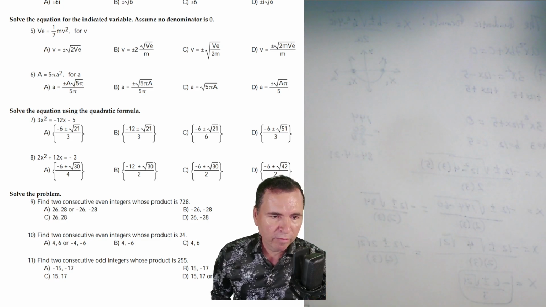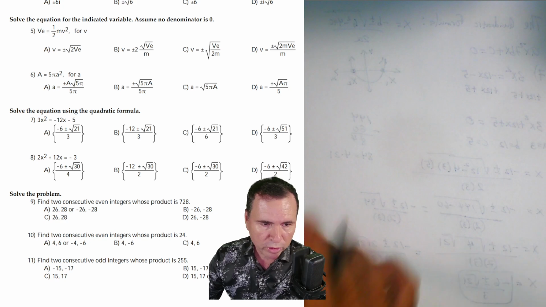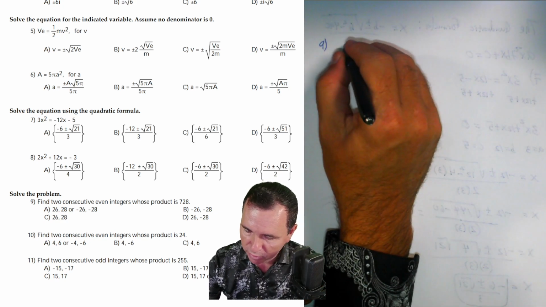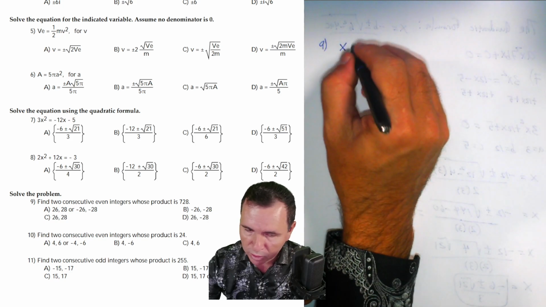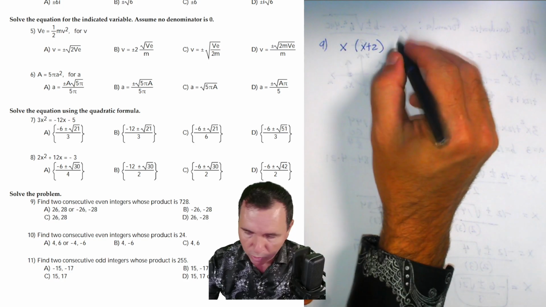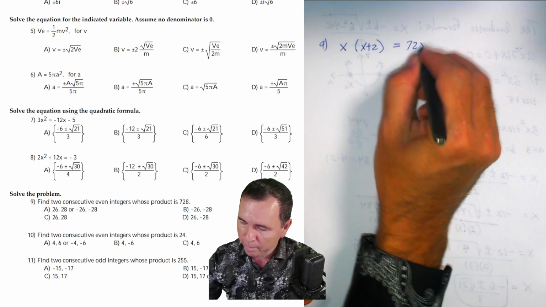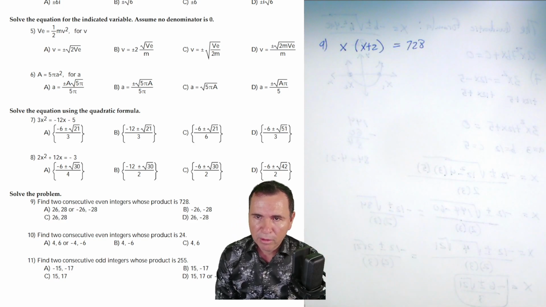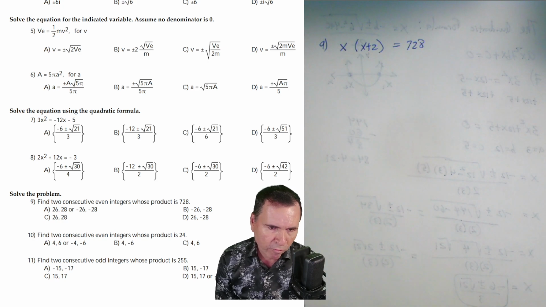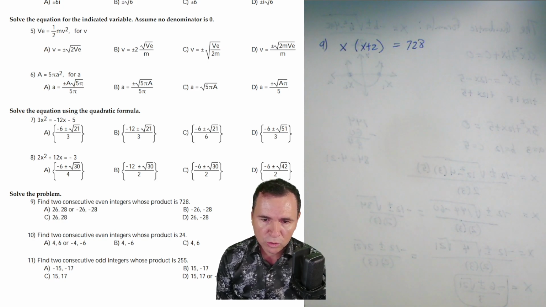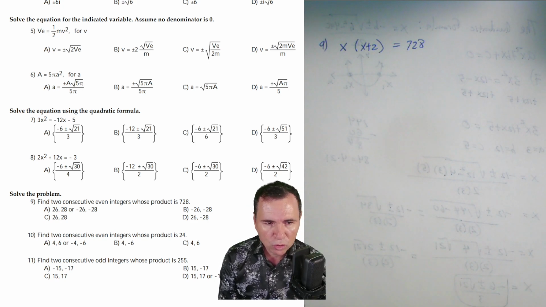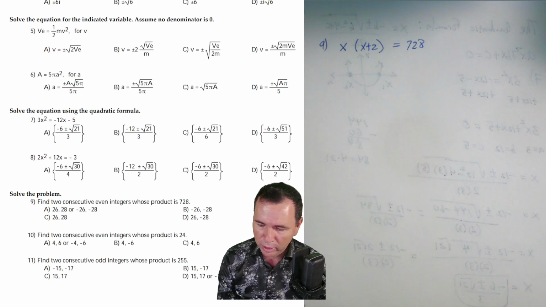Find two consecutive even integers whose product is 728. So two consecutive even integers. So x is the first number, and then the second number would be x plus 2, and their product is 728. You might say, well, why x plus 2, Mr. Leal? Well, because they're even integers. So if I have a 4, to get to the next number, I have to add 2 to get to 6. Do you agree? If I'm at 8, I have to add 2 to get to the next even number, which would be 10, right?